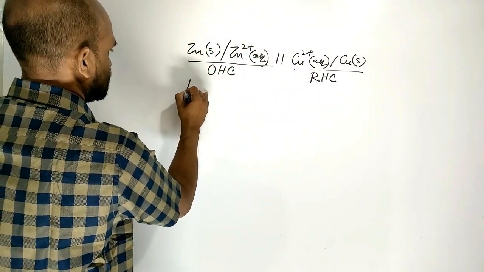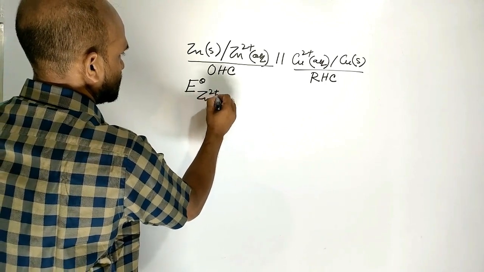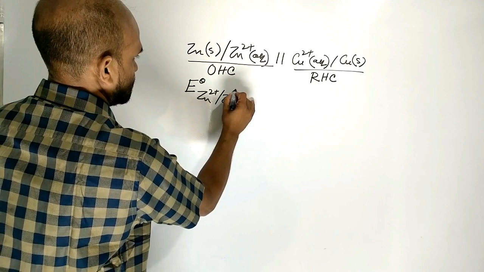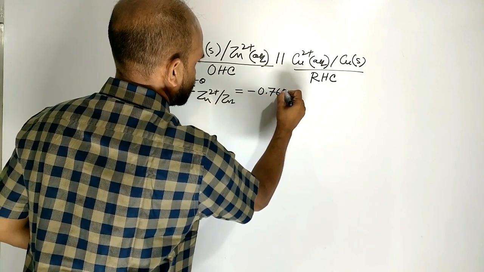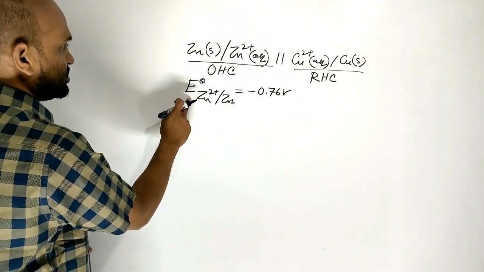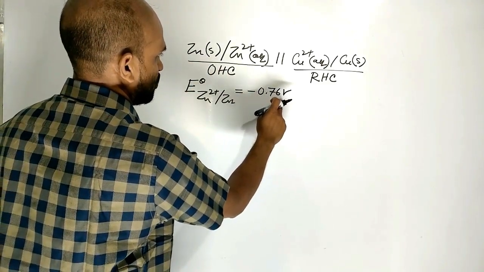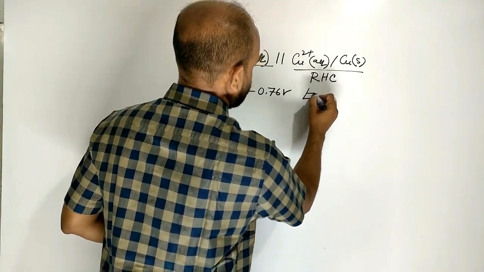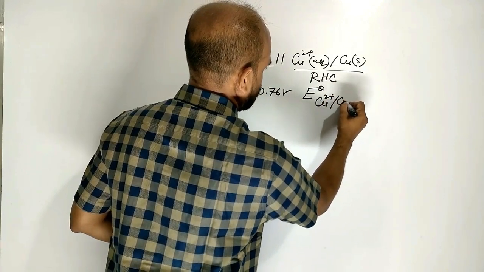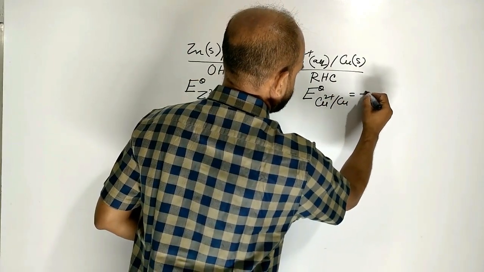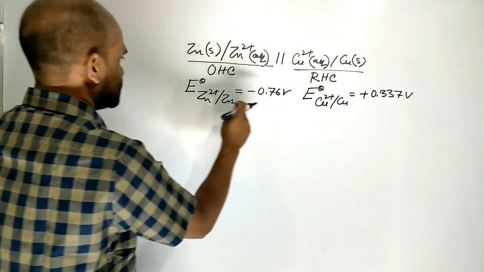Given that the standard reduction potential of zinc, the anode, is minus 0.76 volt, and the standard reduction potential of the cathode, copper, is plus 0.337 volt. These values have been given.